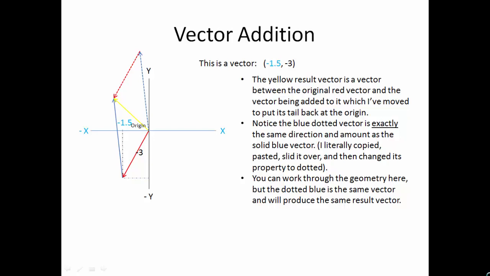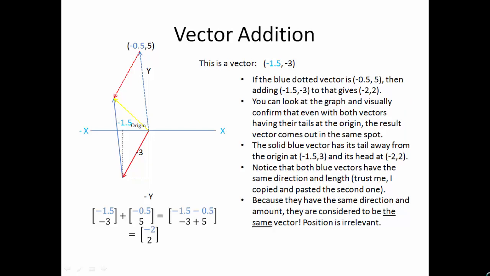The dotted red vector is the same as the original solid red vector, and you can see that it points to the answer vector, the yellow vector, as well. You can work through the geometry here, but the dotted blue vector is the same vector and will produce the same result vector. If the dotted blue vector is negative 0.5, 5, then adding negative 1.5, negative 3 to that gives negative 2, 2.